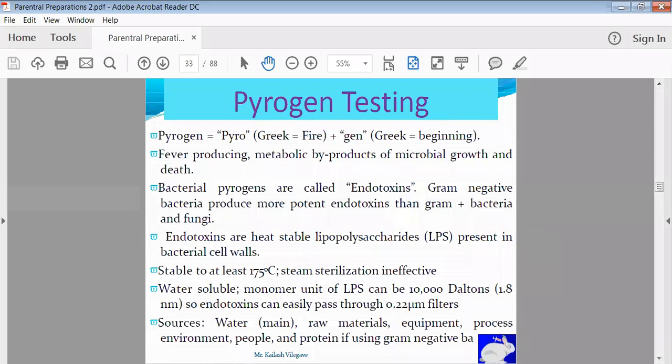Generally, the source of pyrogen is your routine water, tap water or drinking water, as well as your raw materials and the environment. So they can get into your product.